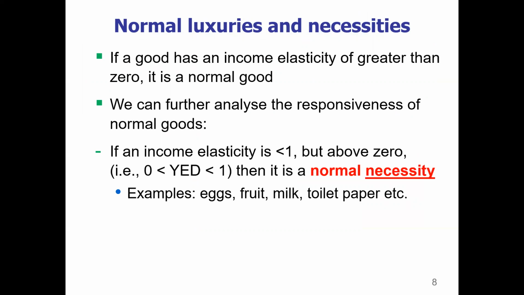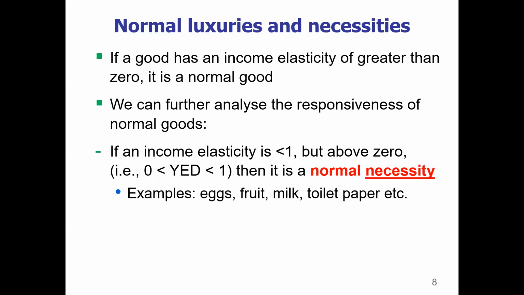So the percent change in income could be 10%. The percent increase in quantity demanded is 1%. So it'll be 1 divided by 10 gives us 0.1 as the income elasticity of demand coefficient, or the YED. So in that case, income's gone up a lot, but the quantity demanded hasn't gone up very much. In that case, it will be an income elasticity of demand between 0 and 1. So these will be normal necessities.